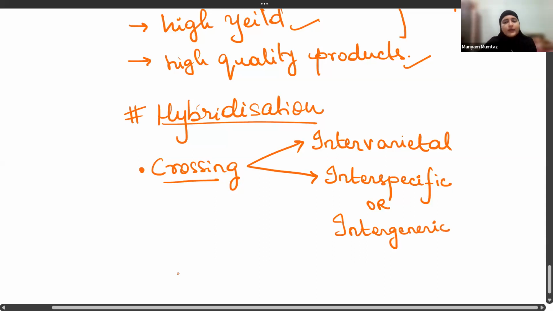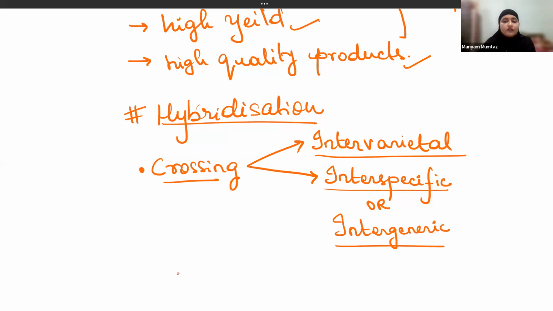Now I have a few questions to ask you so that I'll know how much I have to make you understand. First of all, what is the meaning of inter? See, have you heard of an inter-school competition? What does that mean? That competition is between two schools, right? So the word inter means between two. Inter means between.